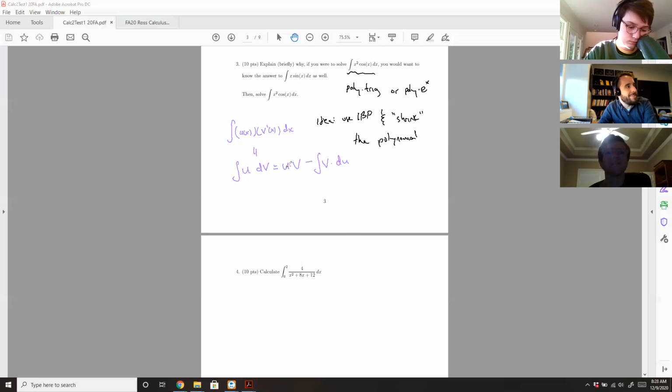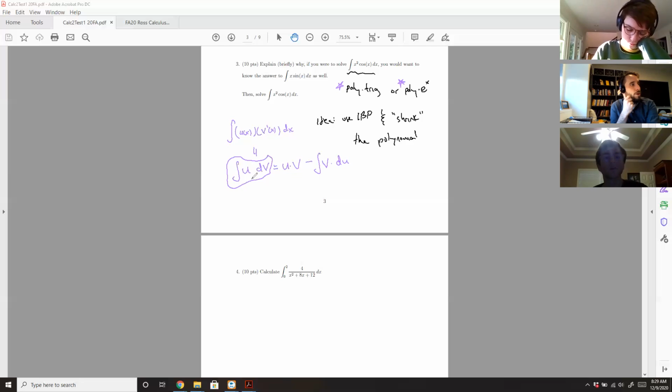What we have is a way of converting an integral that we might struggle to compute into a product of two functions minus another integral. And the hope is that the second integral is somehow easier to compute. That is the hope. So we can use that formula in this problem, or in problems of the form polynomial times trig or polynomial times e to the x. And when I say we want to shrink the polynomial, what I mean is that we want to let the polynomial be the u expression.